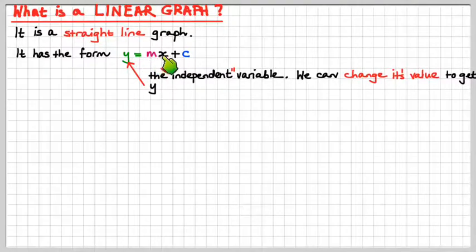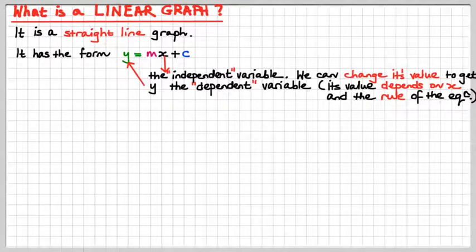Y equals m times x plus c, where x is known as the independent variable, or the value that you can choose, any old value that you choose, and then we can change its value, plug it into the rule here to get y. Now, y is the dependent variable because it depends on the value of x which we choose, according to the rule. That's how we define an independent variable and a dependent variable which depends on the independent one.